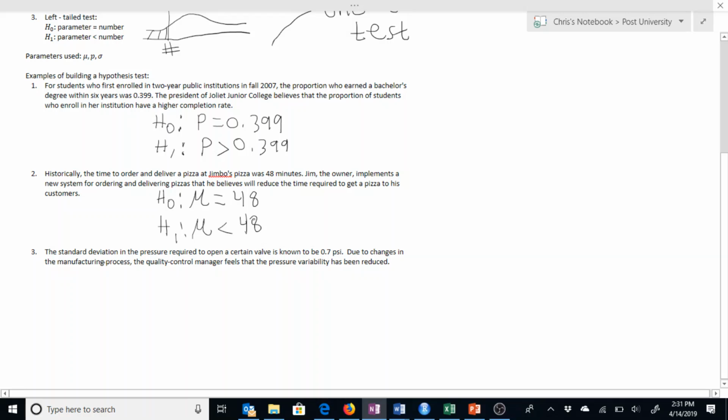Then finally, the standard deviation in the pressure required to open a certain valve is known to be 0.7 psi. Due to changes in the manufacturing process, the quality control manager feels that the pressure variability has been reduced. So this one uses the standard deviation. So the null hypothesis is that the standard deviation is 0.7. And the alternative is that the variability has been reduced. So that sigma is less than 0.7.